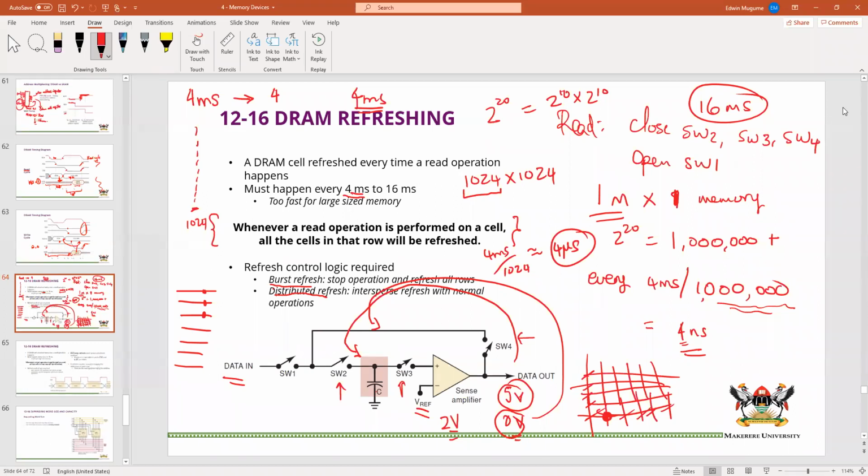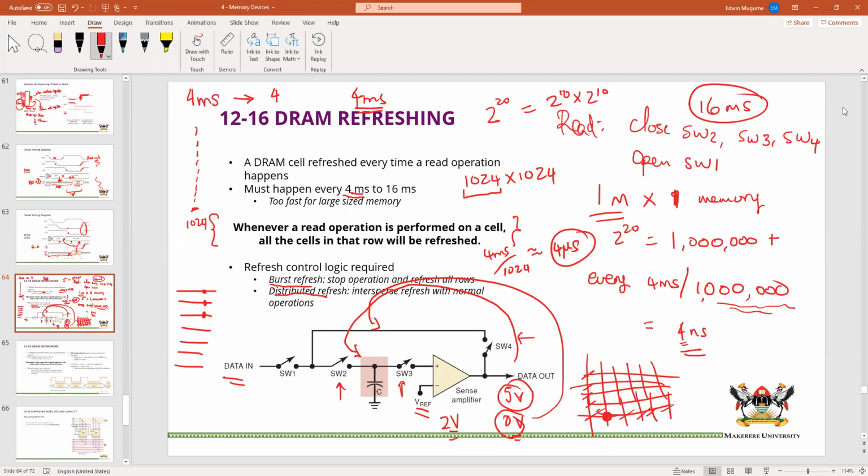After another 4 milliseconds, we go back and refresh again by deliberately reading from every row. This is important because then you ensure that even though in the normal operation you didn't read from some row, it will still be refreshed. That is burst refresh. Put down everything and perform that refresh process.